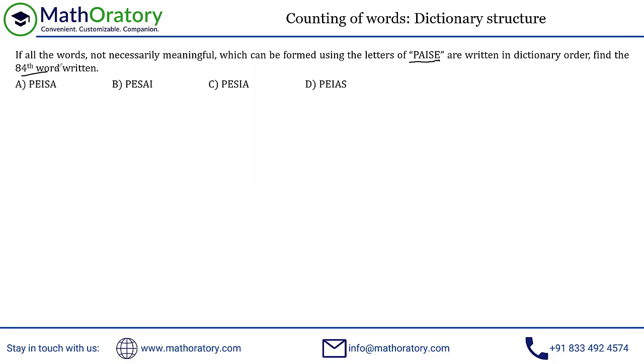So we are looking for which word will be the 84th one in sequence. If you write all the possible words, there will be 120 possibilities, right? 5 factorial. No letter is repeating here. So out of all the 120 words that we have written out, which will be the 84th one?